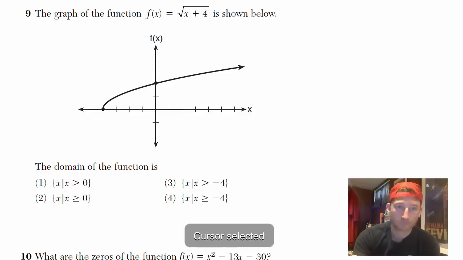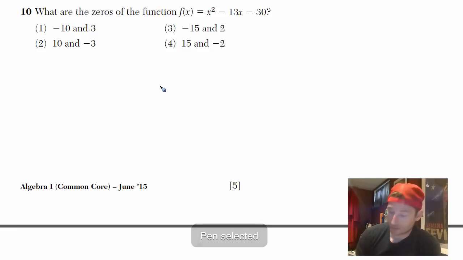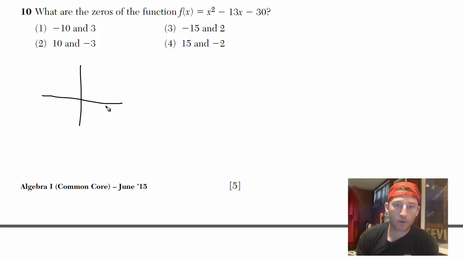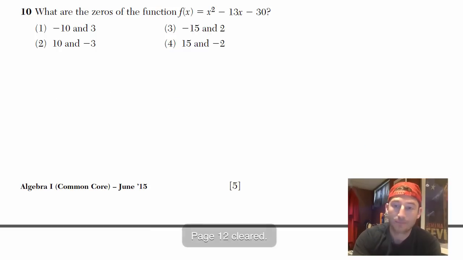Let's move on. Number 10, the zeros of this function. All right, zeros is a fancy way of saying what are the solutions, right? So when you have an equation and it does this, these are your zeros, right? When you have a parabola, wherever it hits the x-axis. So those are zeros or solutions. I don't know if that really helps you for this question, but just for your own information. Okay, let me just erase that. So the zeros and the solutions hit the x-axis.